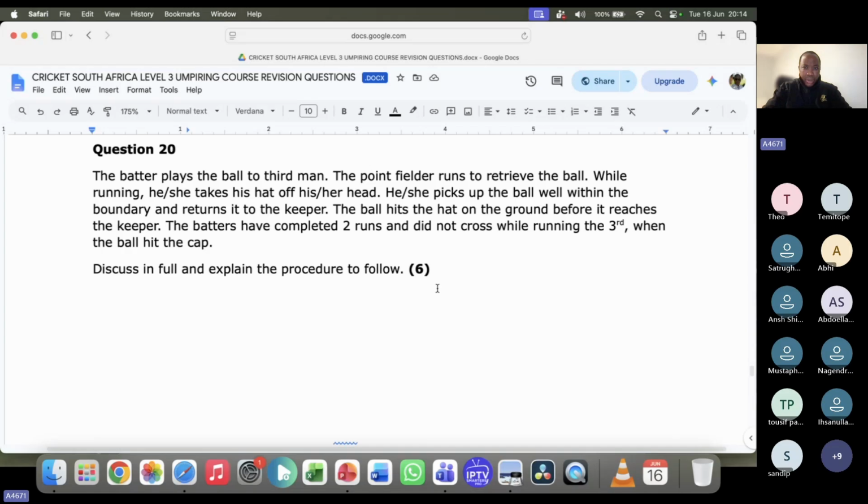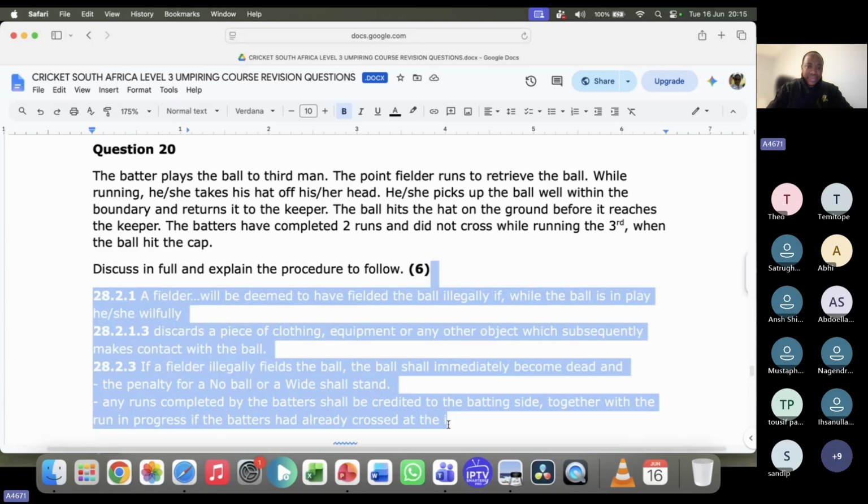Does the ball count as a legal delivery in the over, Tosif? Yeah, the ball does count as one of the deliveries. Okay, when there's an instance of illegal fielding, even though the ball has been bowled, it will not count as a legal delivery in the over. Okay, thanks. Well done.